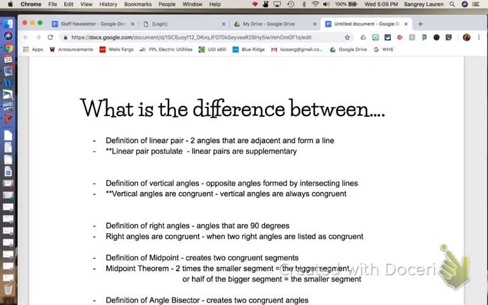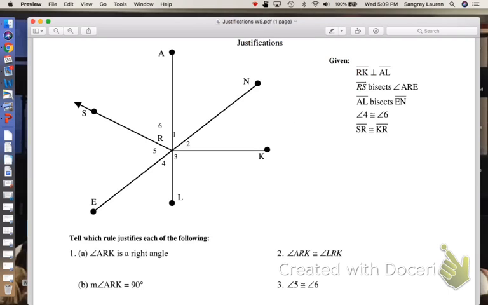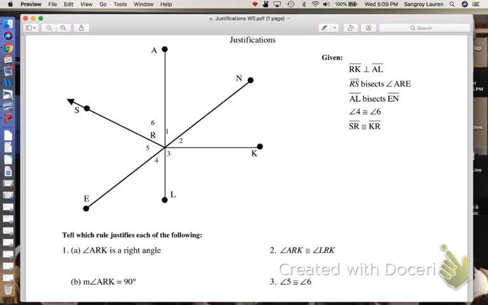All right, so on your homework assignment, I just want to help you get started. This picture will be used a lot more for this homework than it was in our notes. So all of this given information, you want to mark the picture. So for example, the first piece of given information, RK is perpendicular to AL. I want to go to the picture and I want to mark that. So that means I have a right angle right there in the picture. Make sure you mark the rest of them because they will help you with your justifications. So for number 1, where it says angle ARK is a right angle, that's the right angle I just marked.